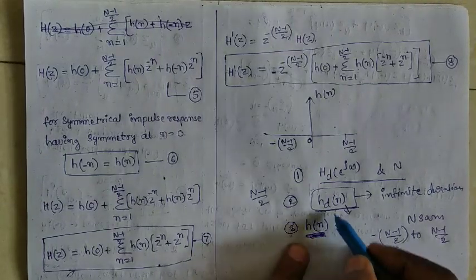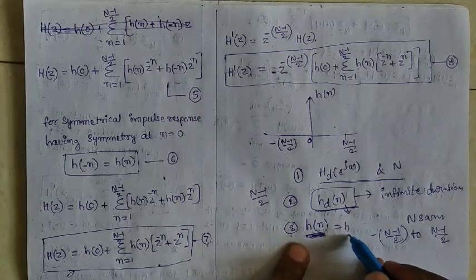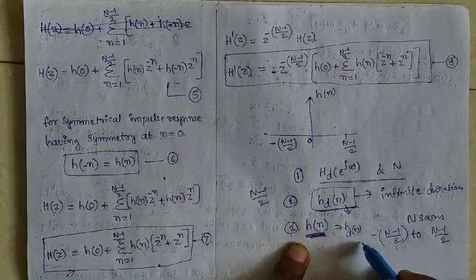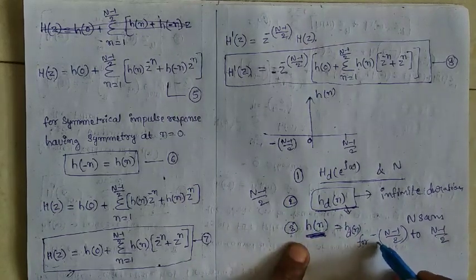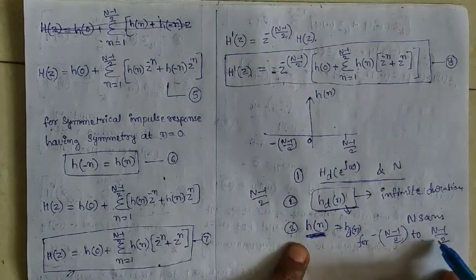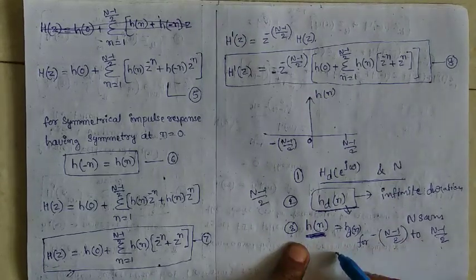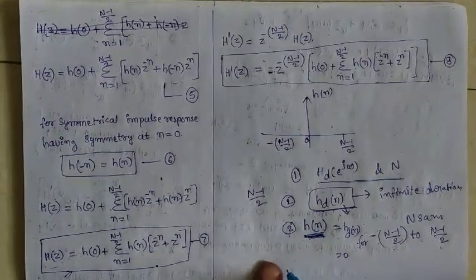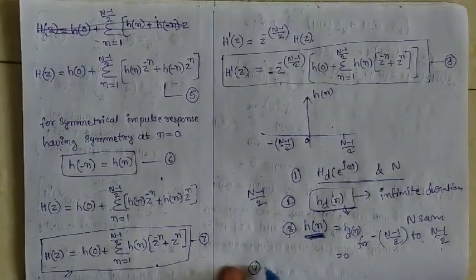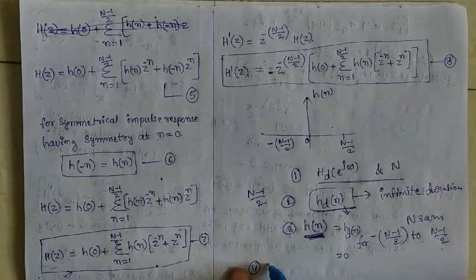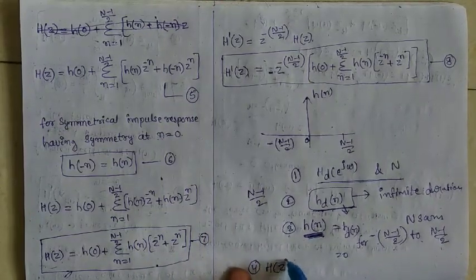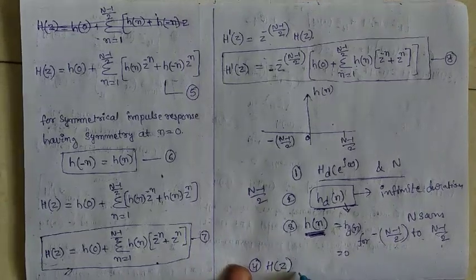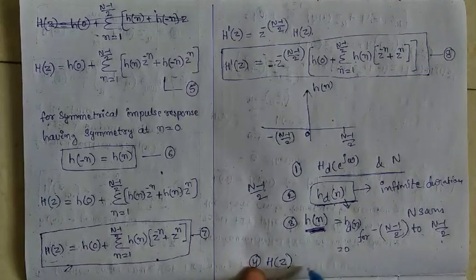We are obtaining it from Hd(n). Here h(n) is equal to Hd(n) for minus (N minus 1) by 2 to (N minus 1) by 2. The remaining values are 0. Here, this is the third step. In the fourth step we are determining what? The Fourier transform of h(n), that is H(z). Here this is the fourth step.